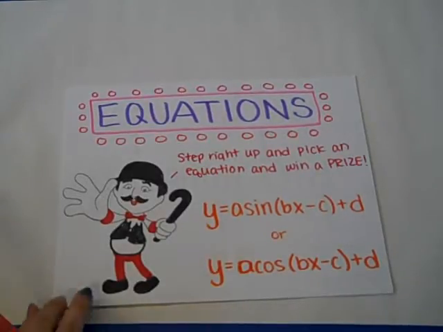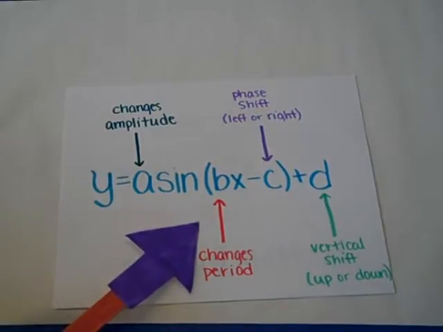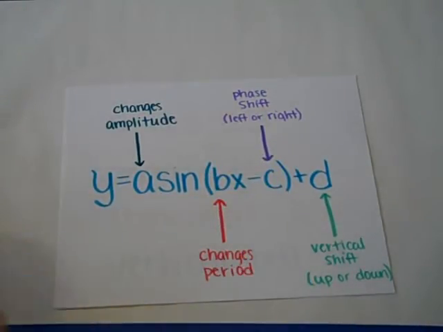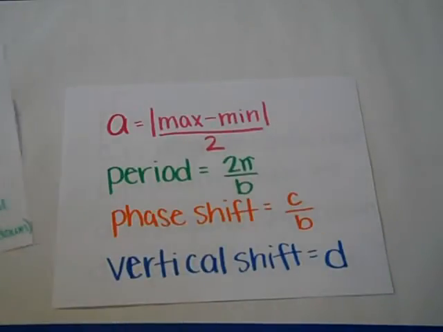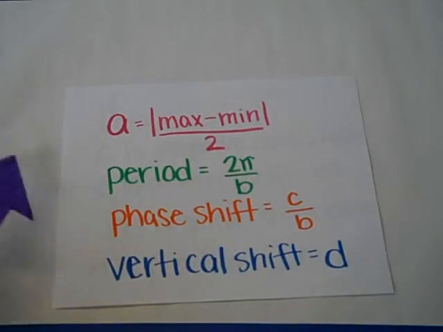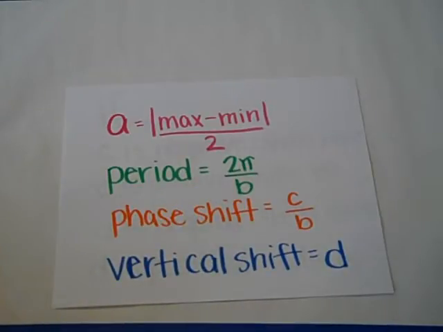Using this equation, a changes the amplitude, b changes the period, c is a phase shift, and d is a vertical shift. That means that if the roller coaster had a height of 100 units instead of 1, a would be equal to 50. The period of a graph is given by 2 pi over b. So if b was equal to 2, the graph then repeats itself every pi units instead.